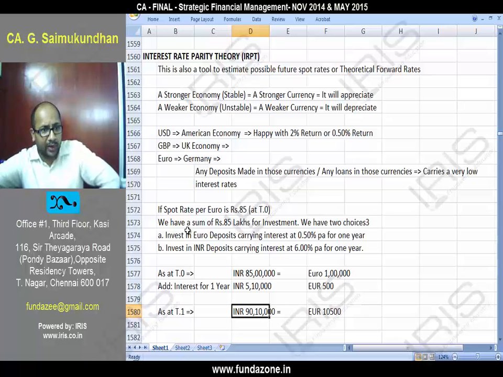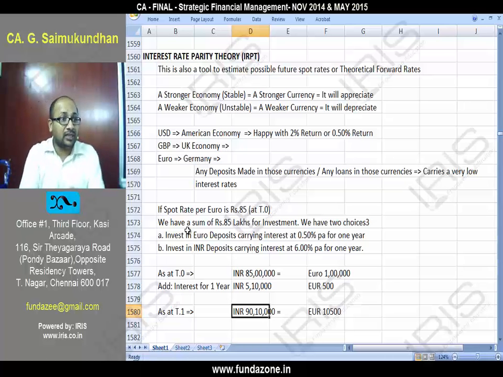So why would somebody prefer, or at what potential future exchange rate between euro and INR will an investor be indifferent? As on date, if the exchange rate is 85 rupees, we are indifferent between looking at 85 lakhs in rupee terms or 1 lakh euros in euro terms. And after adding all your interest, 1 year later, you are looking at what? 85 lakhs can become 90 lakh 10,000 and 1 lakh euro can become 1 lakh 500 euros. And we say that an investor is still indifferent, not just at time zero but even after 1 year, at some exchange rate. What is that exchange rate?